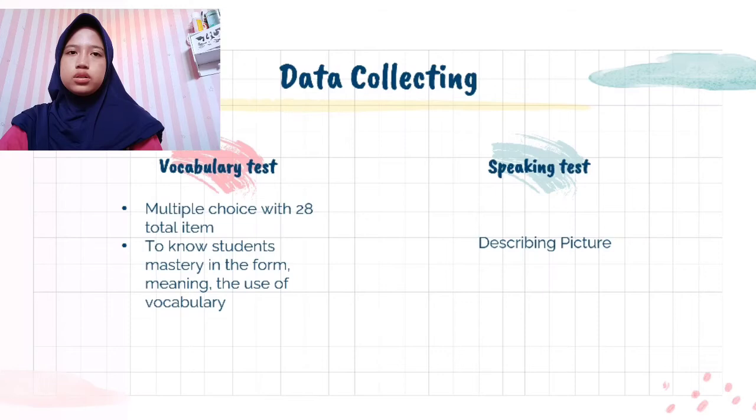There are 2 tests applied in the study for collecting data. The first one is a vocabulary mastery test. In this test, the researcher will give the students a multiple choice test with a total of 28 items. The purpose of this test is to know the students' mastery of the form, meaning, and use of vocabulary.